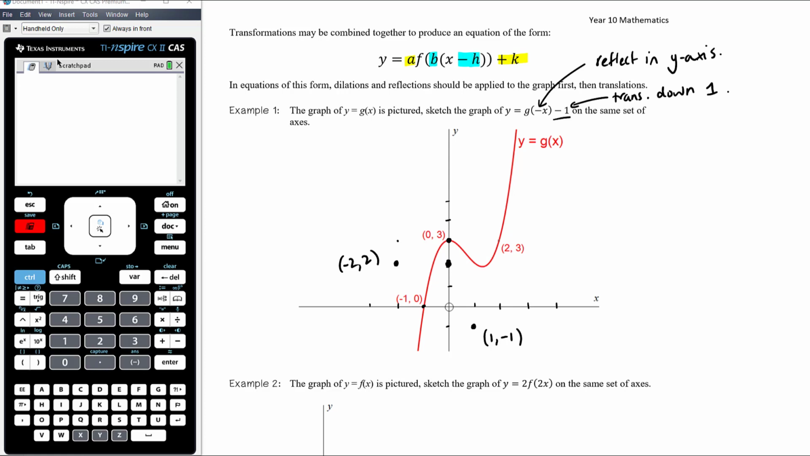I'm just going to move that coordinate so it's not so crowded so we can see what's happening. You might just think about this point. I don't know the exact coordinates of this point, but if I reflect in the y-axis, it's about here, down by 1, about here. Okay. Reflect in the y-axis, down by 1.